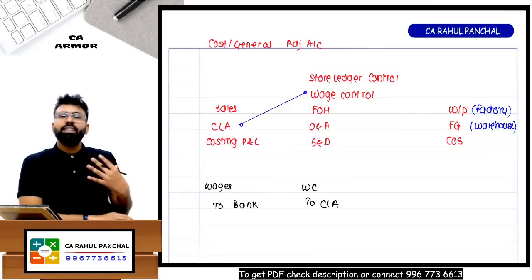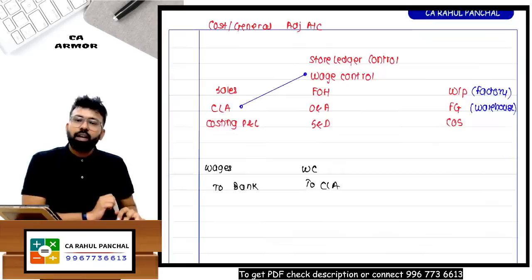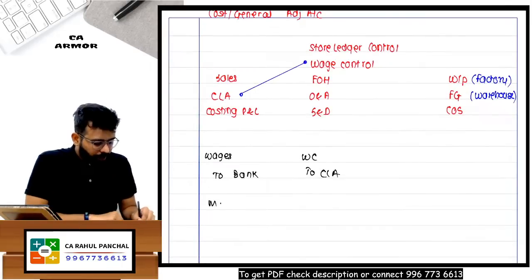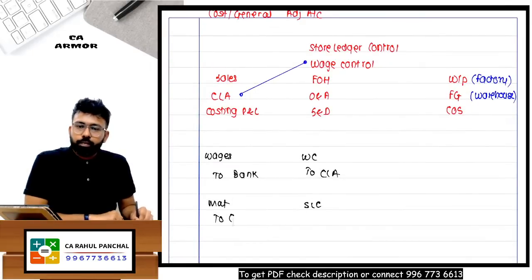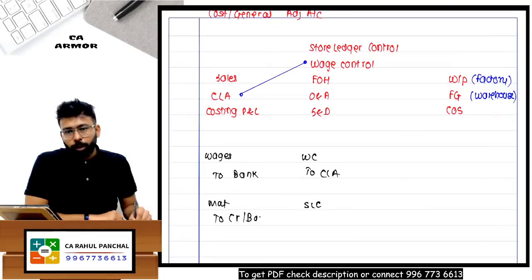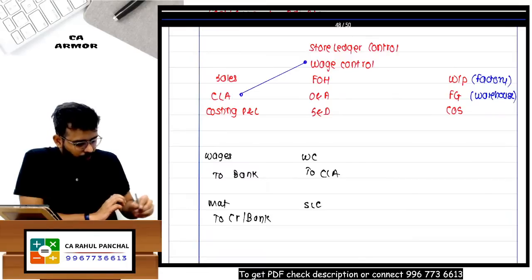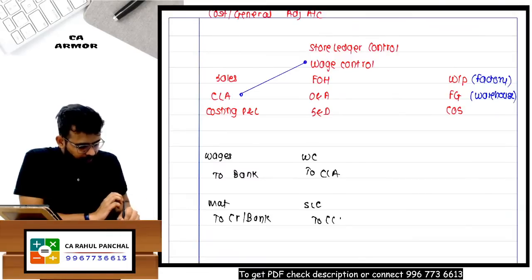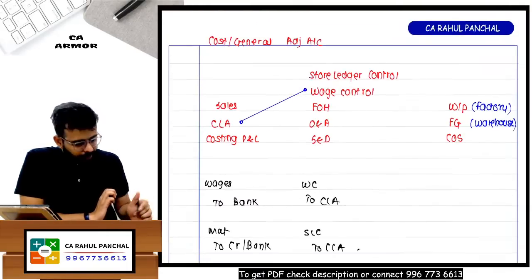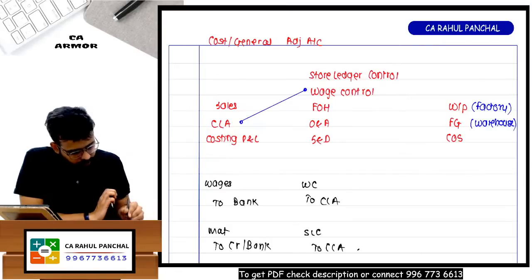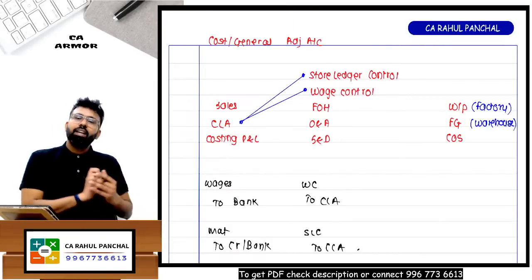Okay sir, if you purchase material, what entry will pass? You will say material is coming in. For that material you are preparing SLC. And to creditor, and if you make the payment to bank, you are not preparing creditor or bank account, so instead you will say to CLA account. It means again you will say that SLC debit side, and CLA credit side. So entry will be like this.